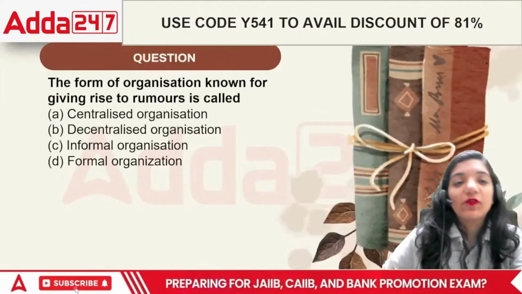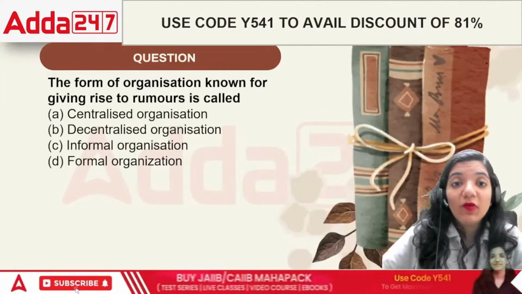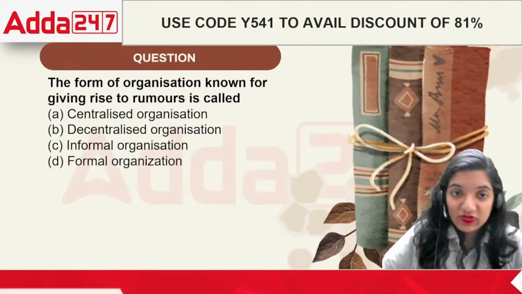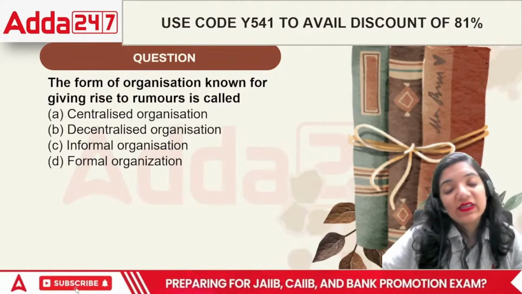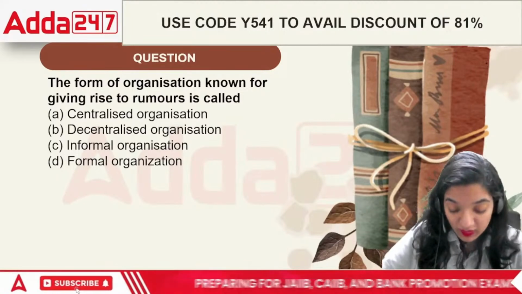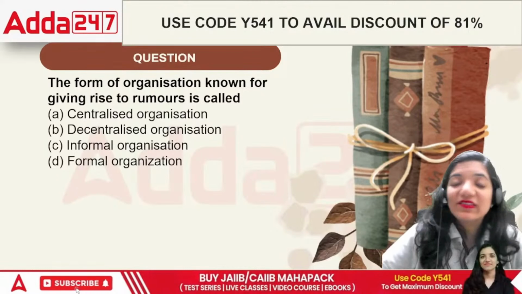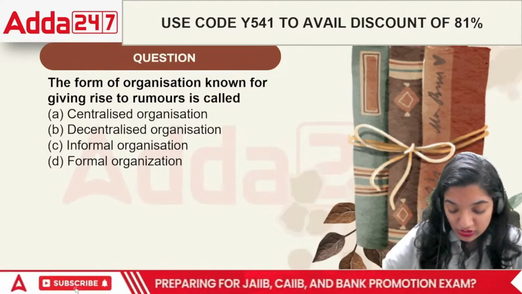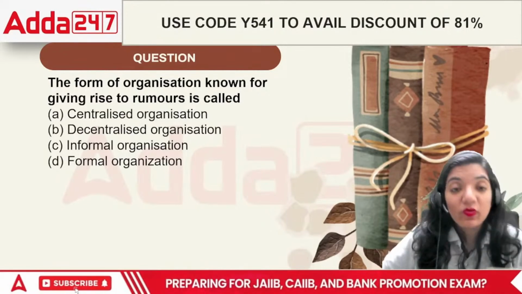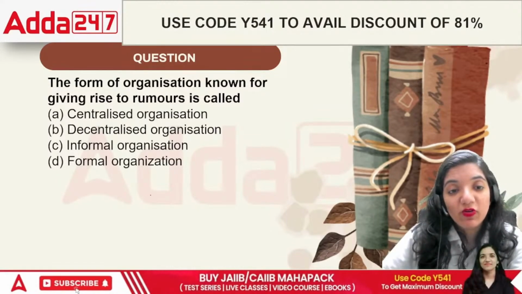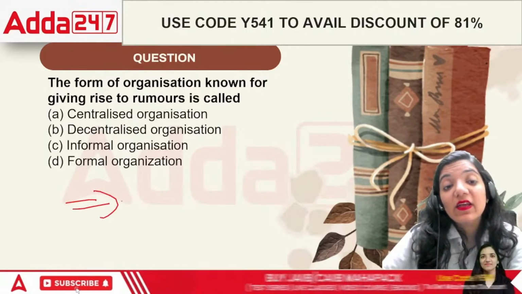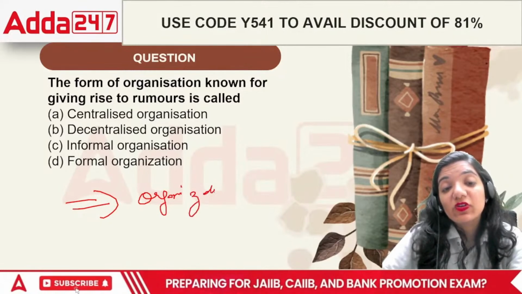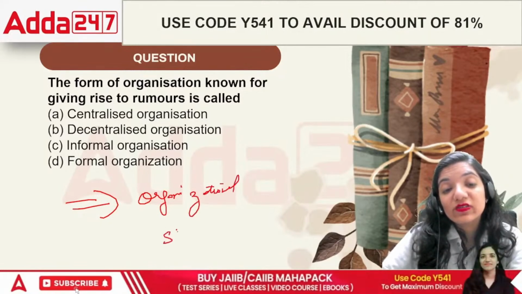Okay. Now let's look at the next question. The form of organization known for giving rise to rumors is: centralized organization, decentralized organization, informal, or formal. When we talk about centralized and decentralized, these are formal. Under these organizations, the structure arises because the organization decides that this is how we want to work. That means these people work in a certain manner or fashion because of the organizational structure.